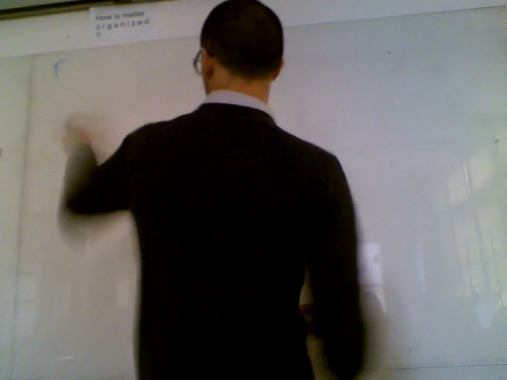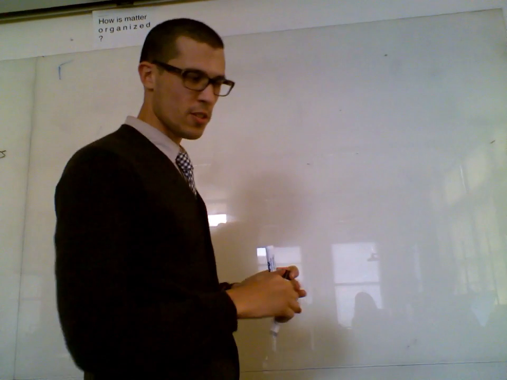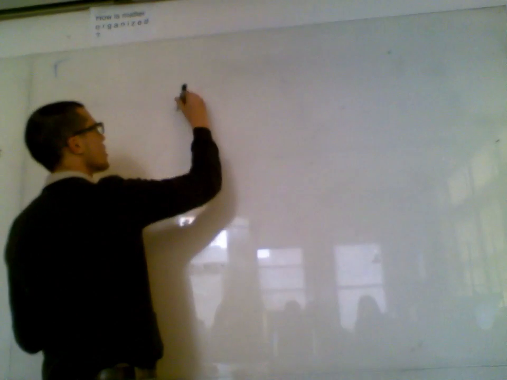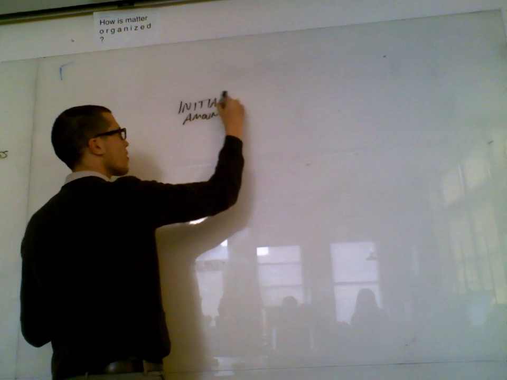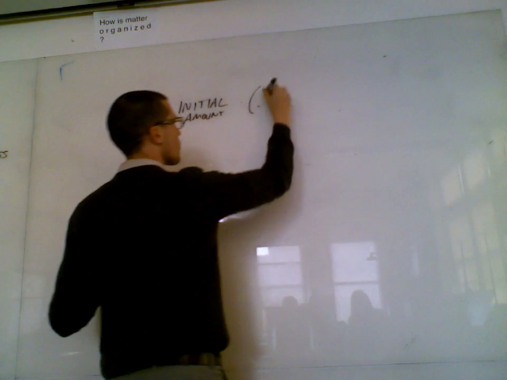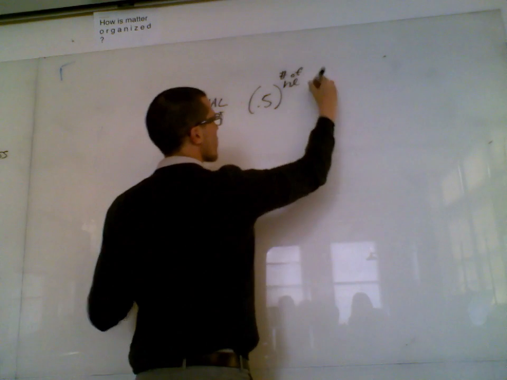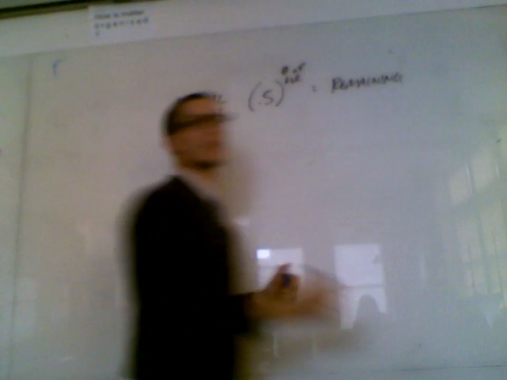So the next thing on here is half-lives. The main equation for half-lives is: the initial amount times 0.5 raised to the number of half-lives equals the remaining amount. Now, this is for honors. For general, you don't need to memorize this. But for honors, you do.